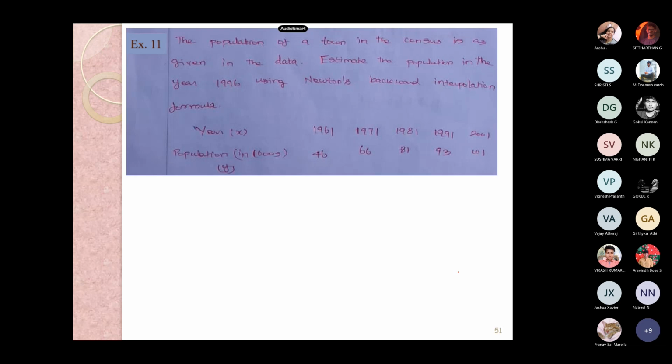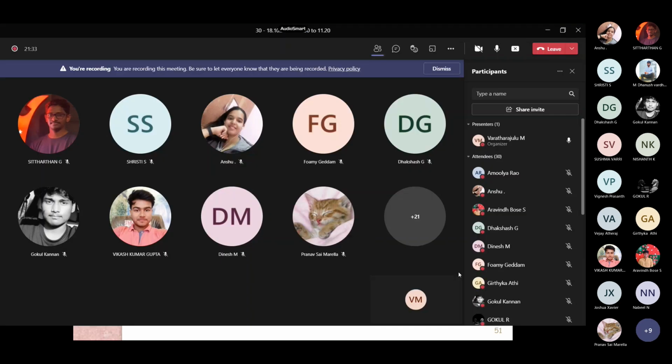Anyone from Kanyakumari? In our numerical methods group, anyone from Kanyakumari district? Siddharthan? Yes, sir. Anyone from Kanyakumari? No, sir. Siddharthan? No, I don't know. He's from Trichy, sir. Yes, Christian. My native is Kanyakumari, sir. Your native. At present you are in Madurai, sir.